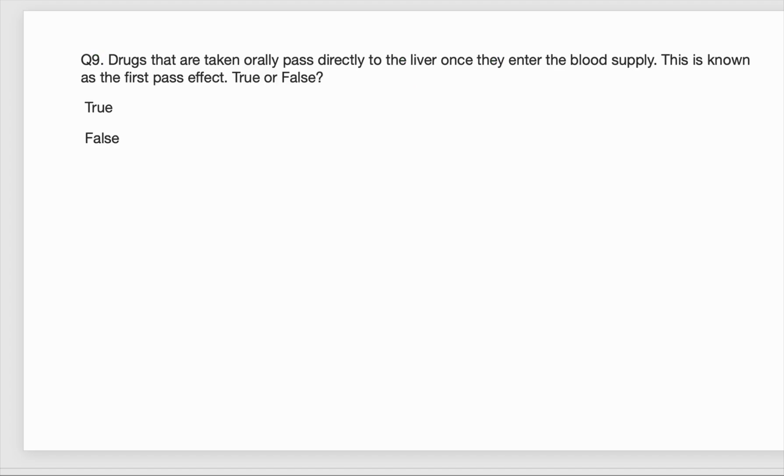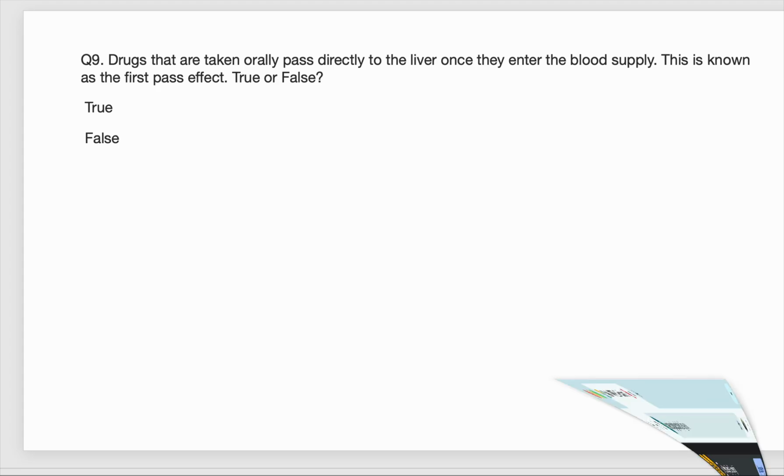Yeah, the next question is: the drugs that are taken orally pass directly to the liver once they enter the blood supply. This is known as the first pass effect. True or false? Once we take any drug orally, it goes through our GI tract, to the intestinal tract, through our mouth, esophagus, stomach, and liver. And the liver is the main source of metabolism.